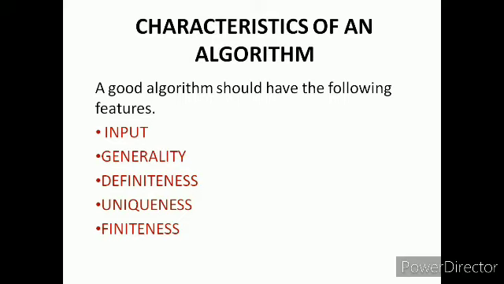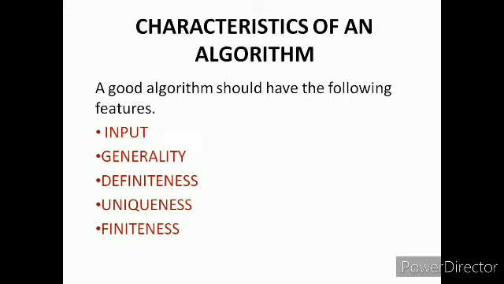Number 5, finiteness. It should involve a finite number of steps to reach a solution. So you cannot have a very lengthy algorithm. You have to have finite steps, let's say 5 or 10 steps, right? A finite and definite number of steps to get the output or to reach the solution.